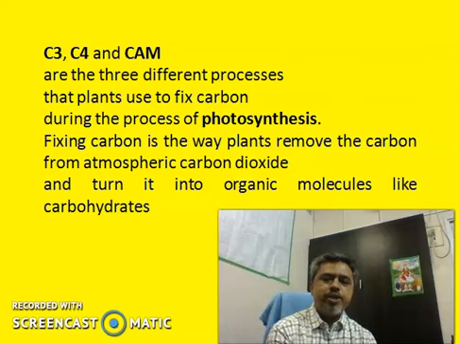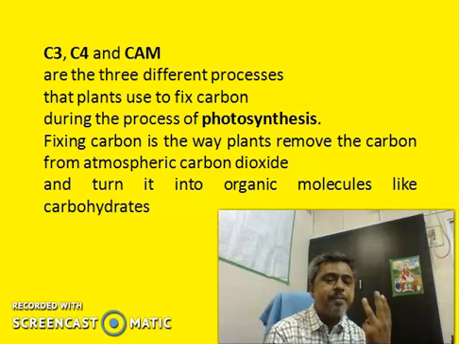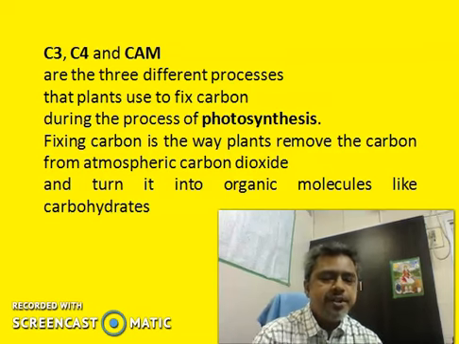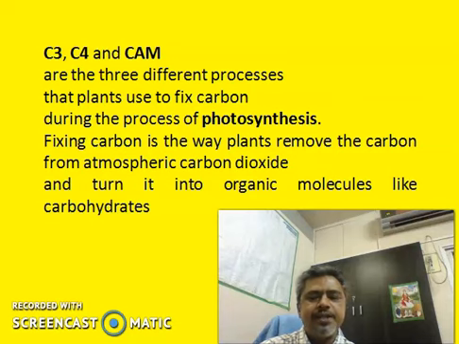crassulacean acid metabolism are the three different processes that plants use to fix carbon dioxide. During the process of photosynthesis, fixing carbon is the way plants remove carbon from atmospheric carbon dioxide and turn it into organic molecules, that is called carbohydrates.